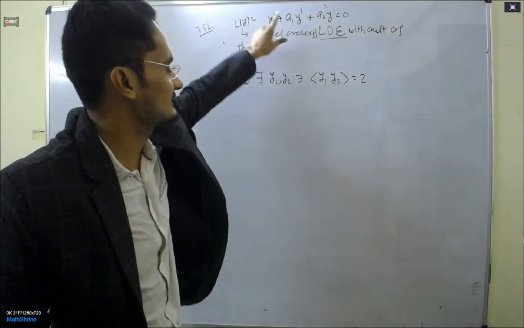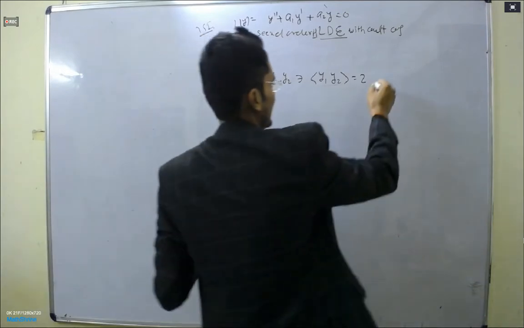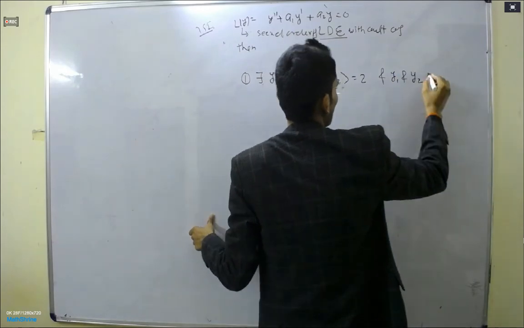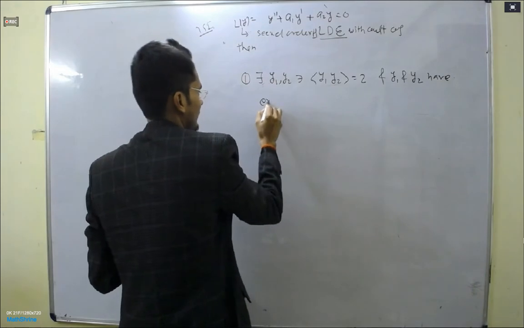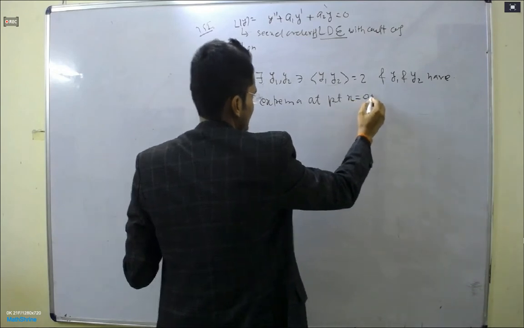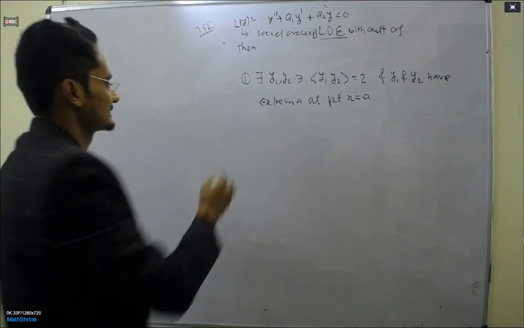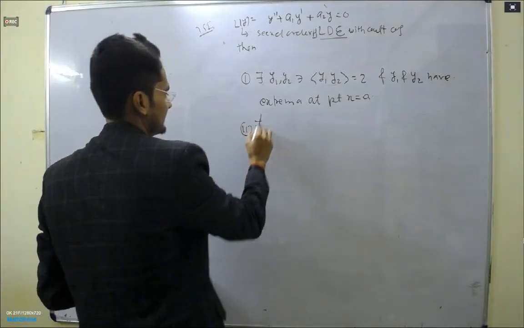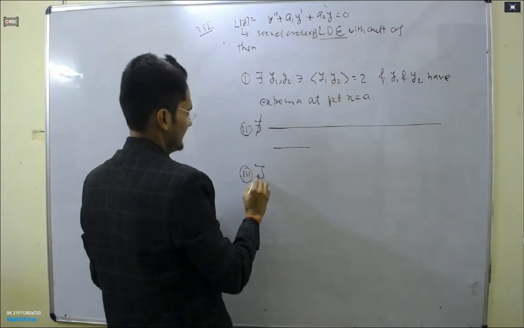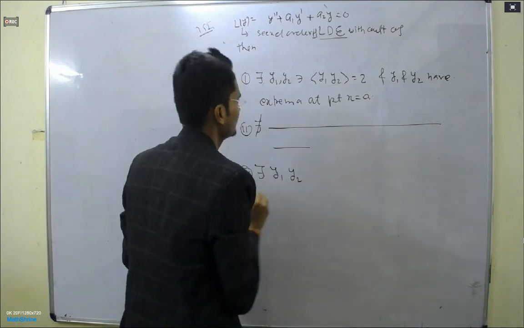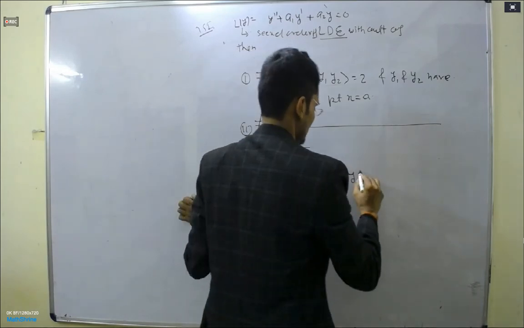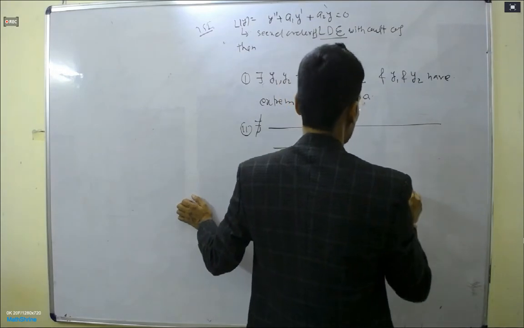Second option, there does not exist this whole. The third option, there exist y1, y2 such that the dimension of the solution set y1, y2 is equal to 1, and y1 and y2 have extrema at a point x equal to a. The fourth one, there does not exist. Same, you can write, it is just a repetition.